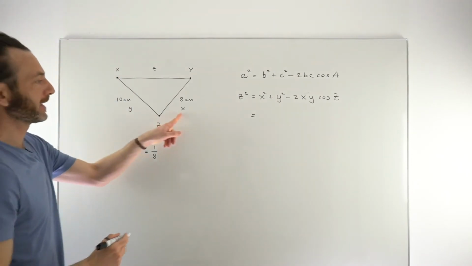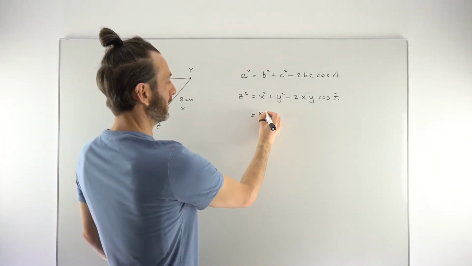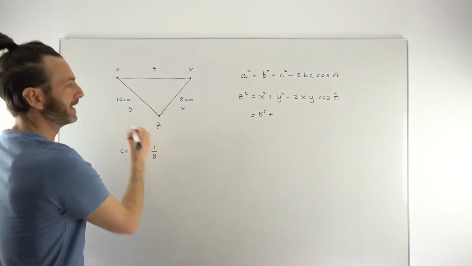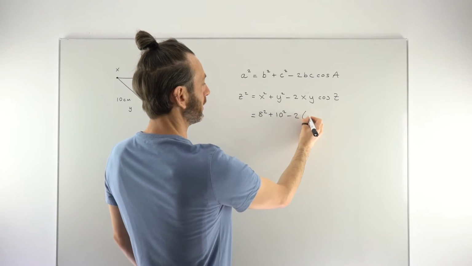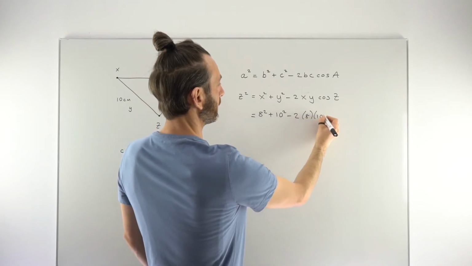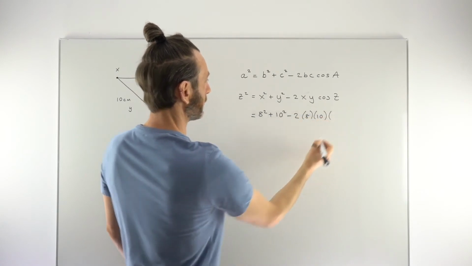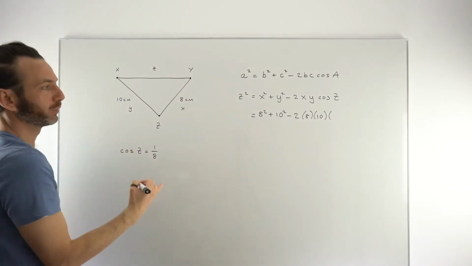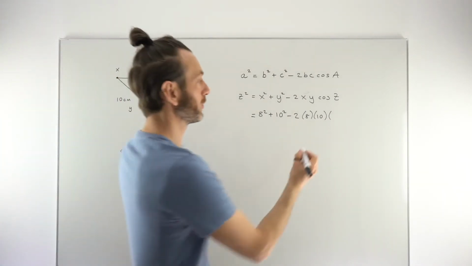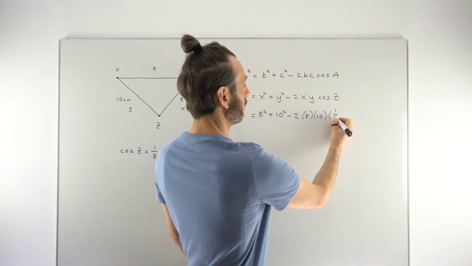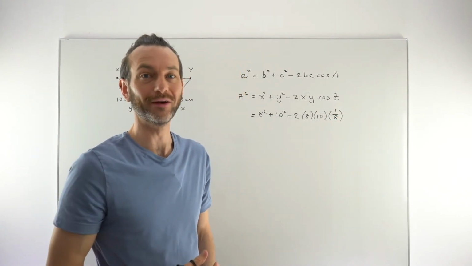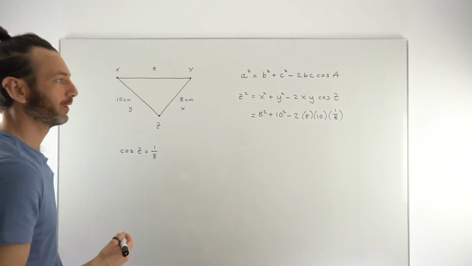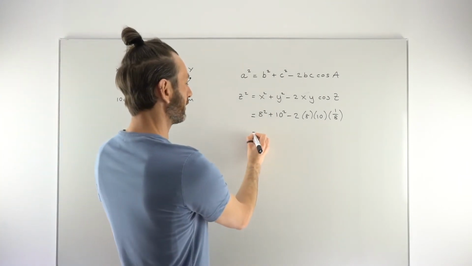So x is 8, so that's going to become 8 squared. Y is 10, so that's 10 squared. You just got to go through the numeracy carefully. So 2 times 8 times 10 times the cosine of z, which is not the cosine of 1 over 8, which is what a lot of students want to write in a question like this. It's just 1 over 8. Can't be the cosine of anything, because that would need a calculator to then work that out. It's a non-calculator question. So we're just going to take this forward.